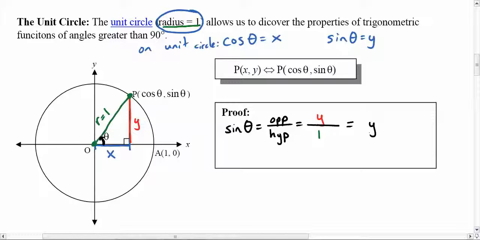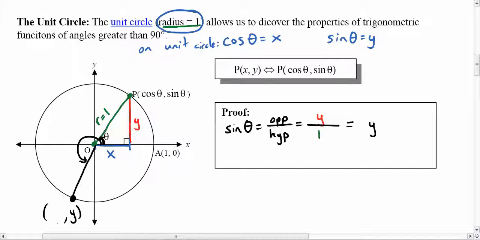And that works for anywhere on the unit circle. It doesn't even matter if I can make a triangle there or not. So if I'm over here, then I can find the sine of this angle just by looking at the y-coordinate at this point. It's quite amazing.